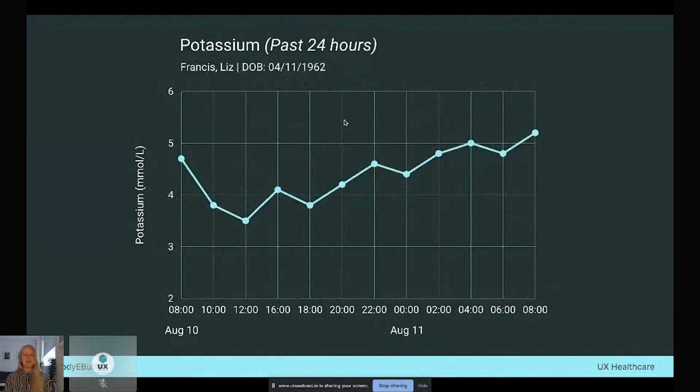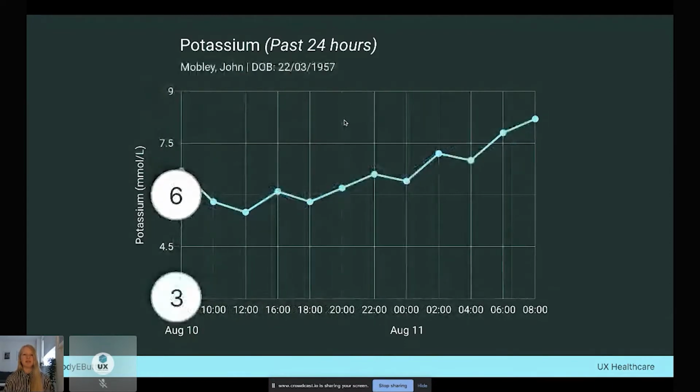However, what you didn't realize is that in Liz's graph here, the y-axis went from 2 to 6, while John's actually went from 3 to 9. And because of change blindness and just that slight tweak of the axis labels on the left, and because the trend line pattern was so similar, we might have completely missed that those values changed. And unfortunately, John's values are really reaching a critical clinical severity.